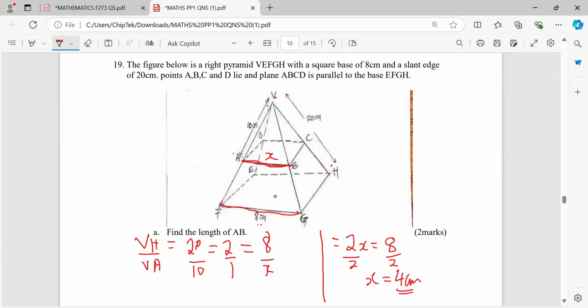So that's ushajua our AB ni 4 centimeter. Okay, so we know AB is 4 centimeter. What is this? 4 centimeter. Hapa ni 4 centimeter. Obviously, this one is also 4, so it's also a square. Now let's continue.